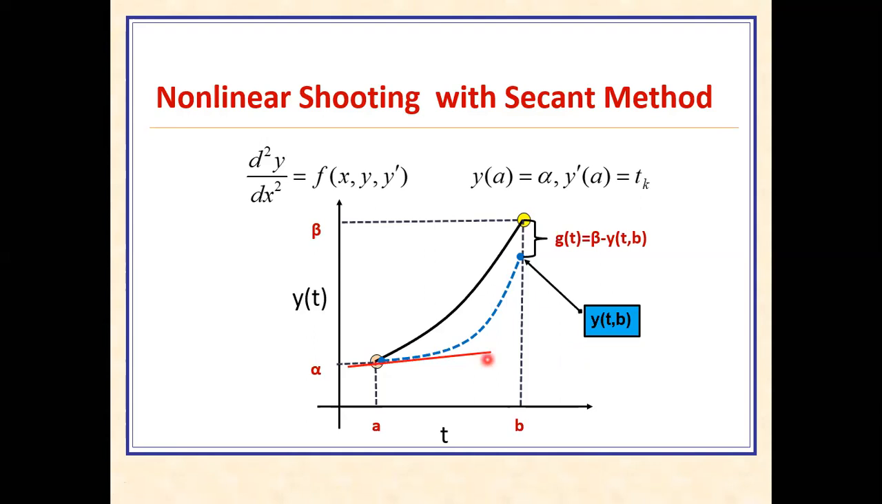We define a non-linear function g of t equal to beta minus y of t, b. So it is the final value of the function y with the slope t. So if we optimize the value of t in this equation, like the solution of a nonlinear equation, that will facilitate our process of finding the optimum value of t, which satisfies the final boundary condition.